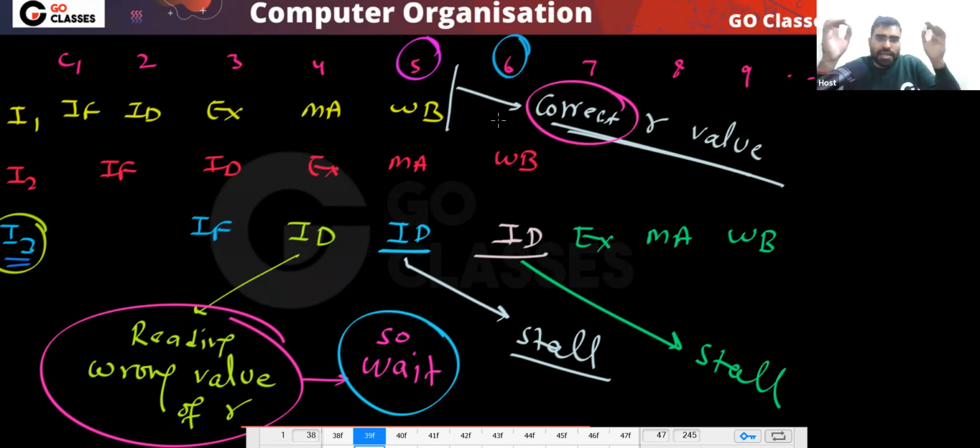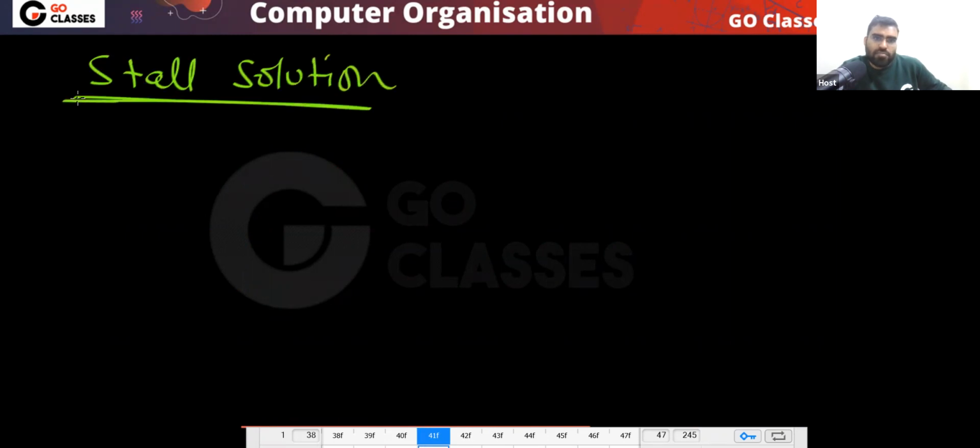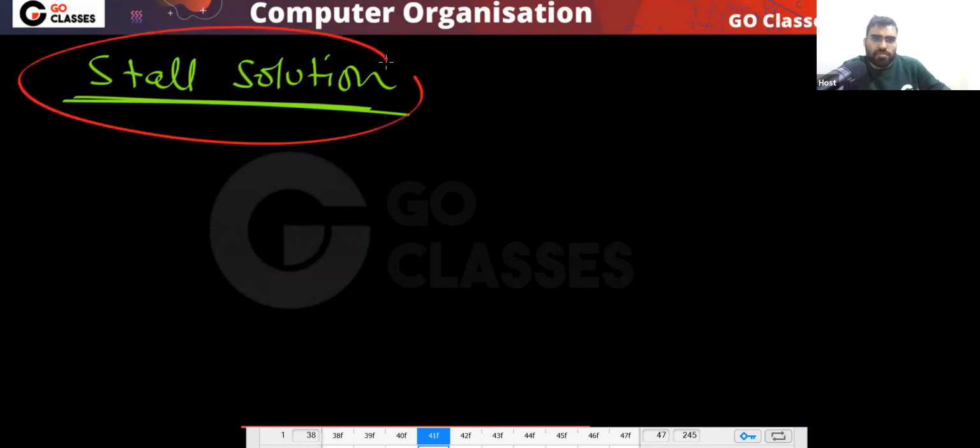How many of you understood that in the cycle C5 I3 cannot read the correct value, so I3 will read the correct value in the cycle C6? So there will be two stalls because of one hazard. Because of one RAW hazard, you are getting two stalls. So the solution, is this solution understood? Did you understand this stall solution?